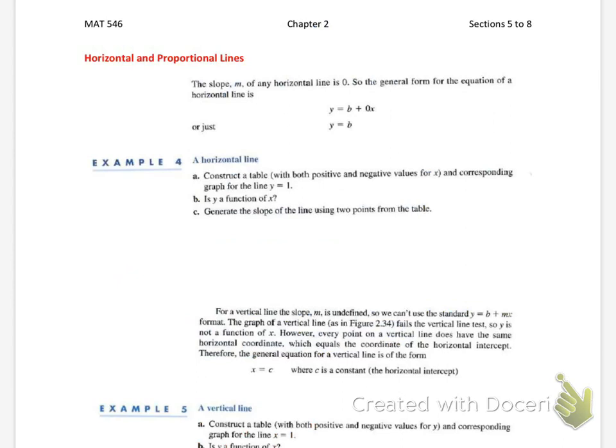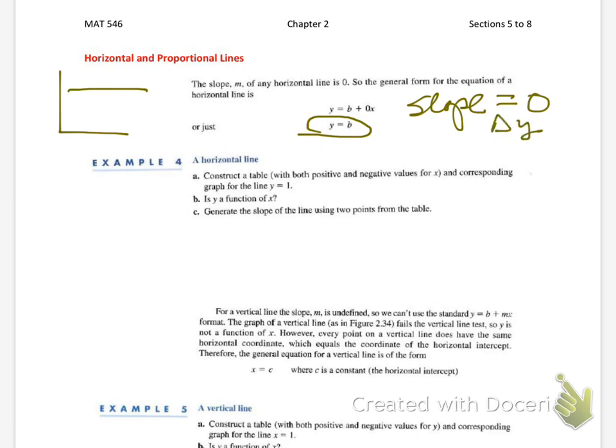Okay, horizontal lines are important to recognize. Your horizontal lines will always be in the form of y equals some constant. The slope, you would never say there's no slope. You would say the slope is 0. Okay, the slope is 0. So slope, remember, is change in y over change in x. So x changes, but y does not. So 0 over a number is 0. Don't say there's no slope. Say the slope is 0.